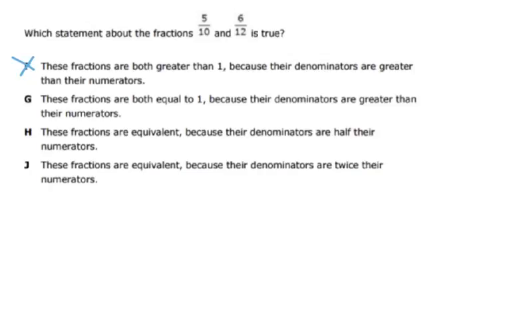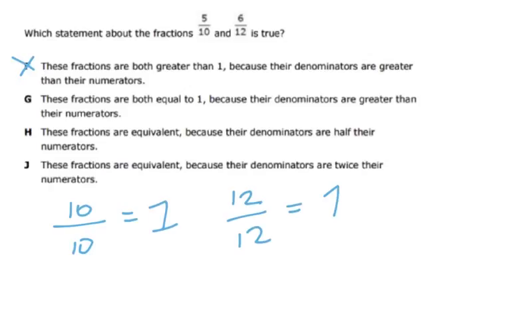Answer choice G says these fractions are both equal to 1 whole because their denominators are greater than their numerators. No. 10 tenths is equal to 1 whole, and 12 twelfths is equal to 1 whole, but 5 tenths, that's half of that. So that is also not true.